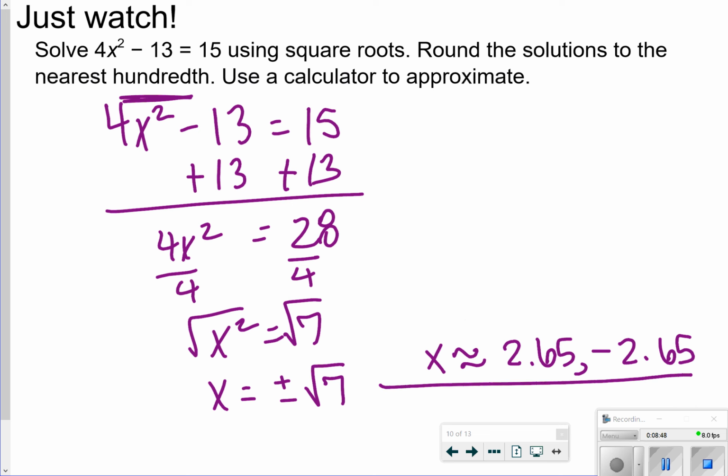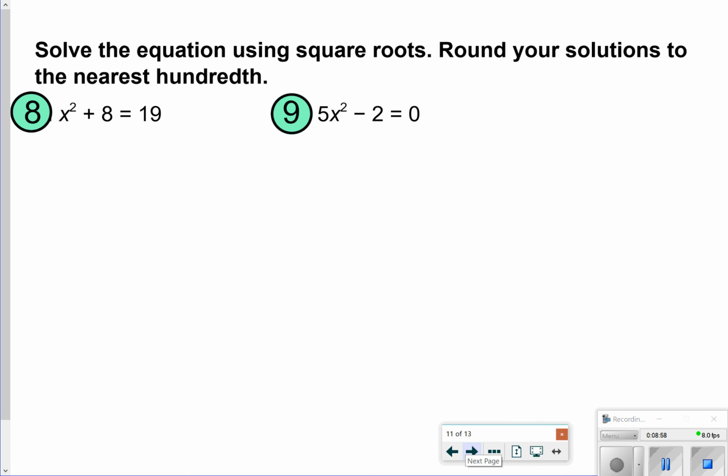Okay, so that's all we're going to do here. This is the nice part about it, you don't have to think about what the square root of 7 is or do trial and error. You just get to plug that into the calculator. So what we're going to do is try 8 and 9, similar to what we just saw on the previous screen. Remember, you're going to round your answer to the nearest hundredth once you're done. So let's pause here so you can try them.